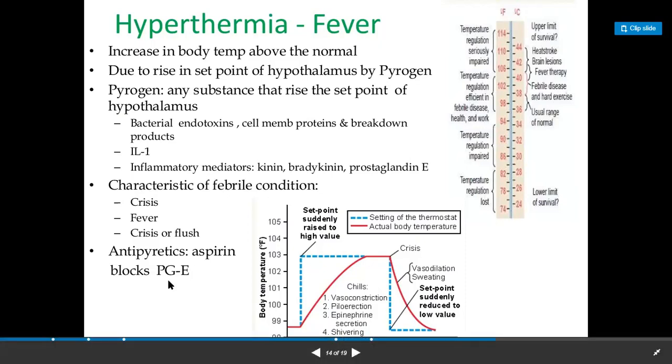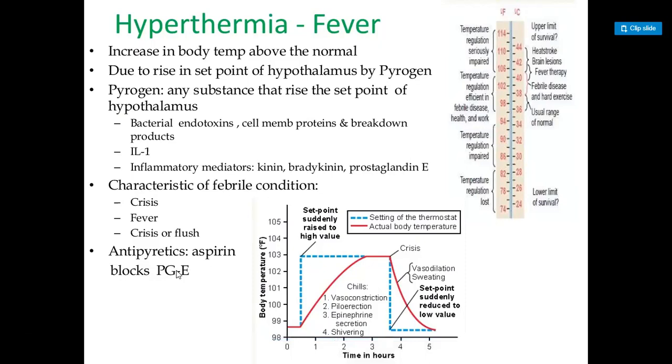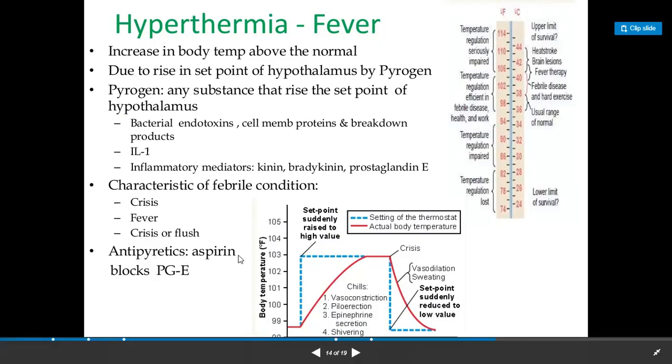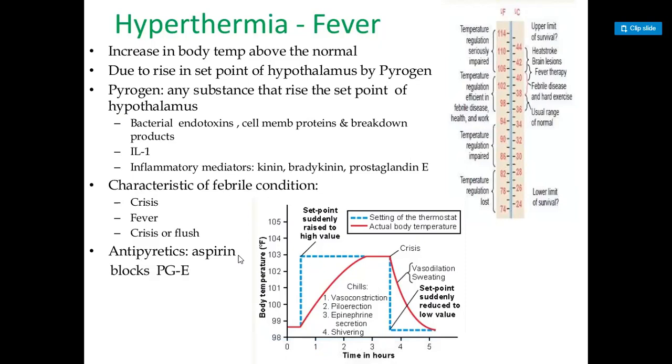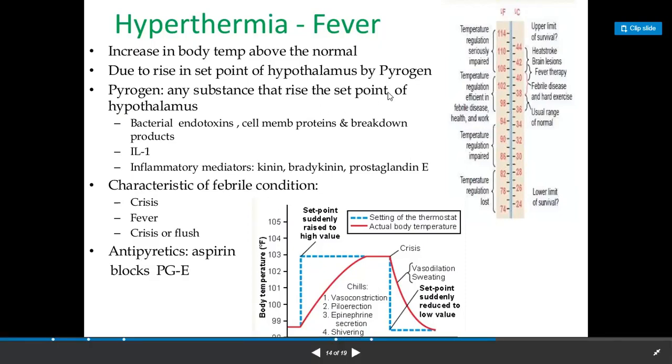They do that by blocking prostaglandin E, because we said that prostaglandin E is a pyrogen. It causes temperature to increase. So when you take this drug, it will block prostaglandin E, and that will lead to a decrease in temperature. When we start doing pathophysiology later, I will teach you the mechanism, how the antipyretics work, the enzymes that catalyze that reaction. I will explain all of that to you in the future, okay? But now you just need to know that pyrogens increase temperature, while antipyretics help to decrease the temperature by blocking prostaglandin E.